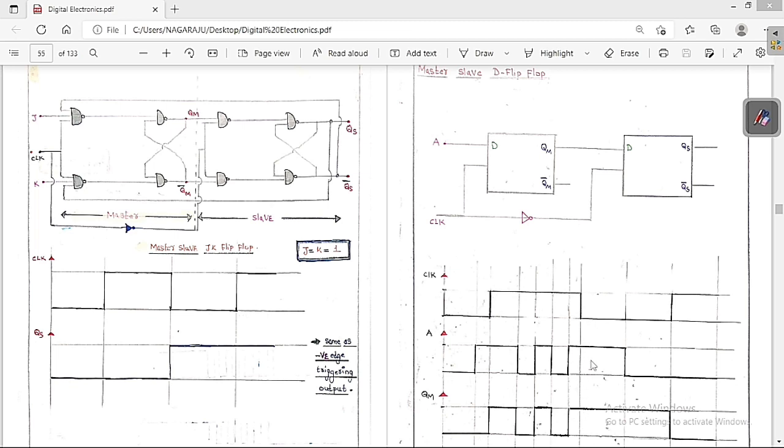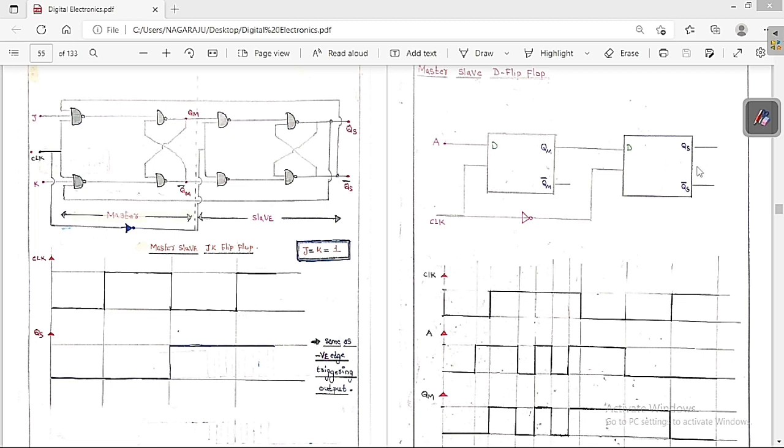But again the clock is 0. From here the clock is 0, which means we can say memory state. Memory state means whatever the previous output, same thing is going to stay. So the previous output is 1, so it is going to stay until we again get clock high. So again there is a clock high, and clock high means whatever the input, same thing we are going to get. So input is 0, so the output is also 0. So this is basically QM, the output of the master flip flop.